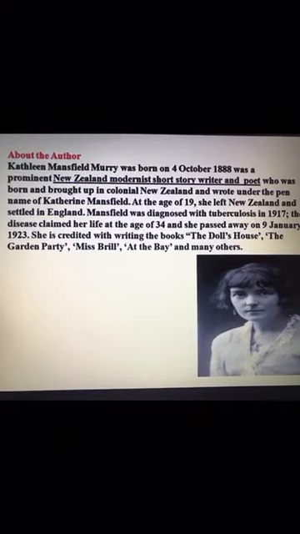Mansfield was diagnosed with tuberculosis in 1917. The disease claimed her life at the age of 34 and she passed away on 9th January 1923. She is credited with writing the books The Doll's House, The Garden Party, Miss Brill, At the Bay, and many others.